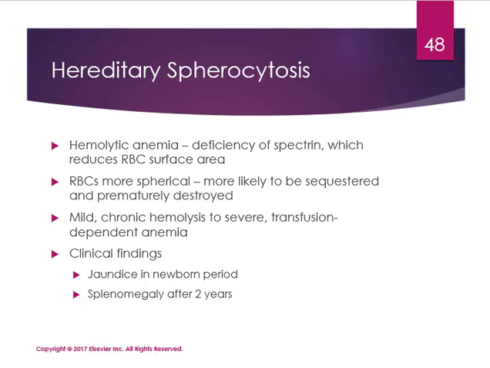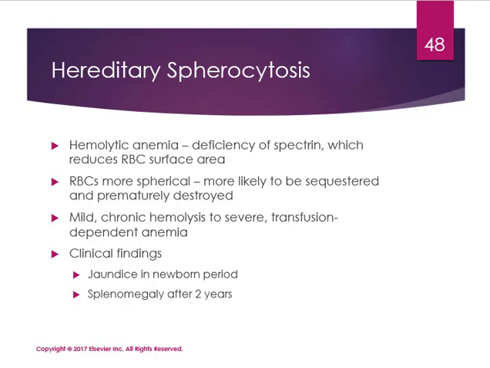Let's talk a little bit about hereditary spherocytosis. It's a hemolytic anemia that's characterized by a deficiency or abnormality of the red cell membrane protein spectrin, which reduces the RBC surface area. So instead of the RBC taking a round shape, it's taking more spherical shape, and these cells can be sequestered and then prematurely destroyed in the spleen.